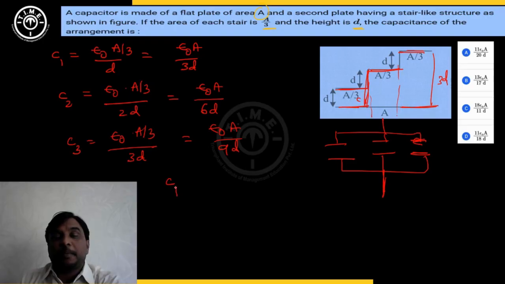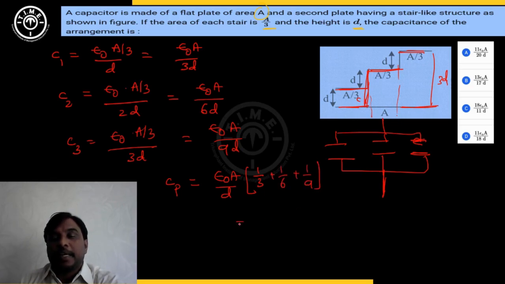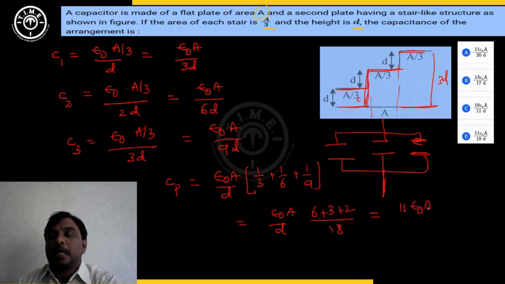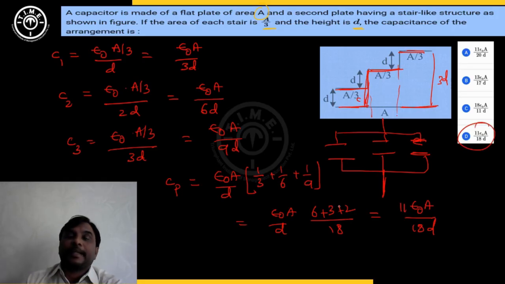See, if all are connected in parallel, simple addition. Epsilon naught A by D is common. So 1 by 3, 1 by 6, 1 by 9. So you can take LCM as 18. 6 plus 3 plus 2, epsilon naught A by D, which gives you 11 epsilon naught A by 18D. So option D is correct. Option D.